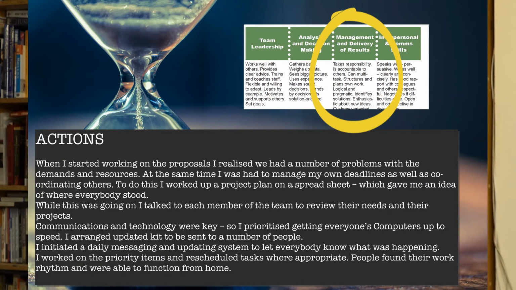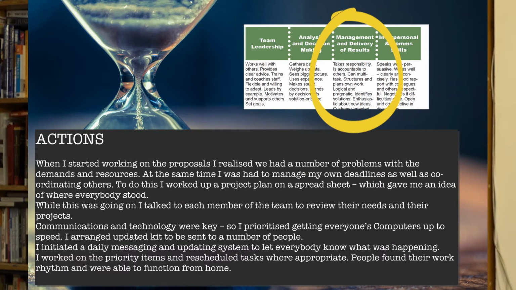While this was going on, I was liaising with each member of the team in turn to see that they had all the supports and information that they needed. Communications and technology were key, so I prioritised at the early stages getting everybody's computer systems up to speed and getting the software working well. I arranged updated kit and software packages to be sent to a number of people who weren't up to speed previously. I also initiated a daily messaging and updating system to let everybody know what was happening.